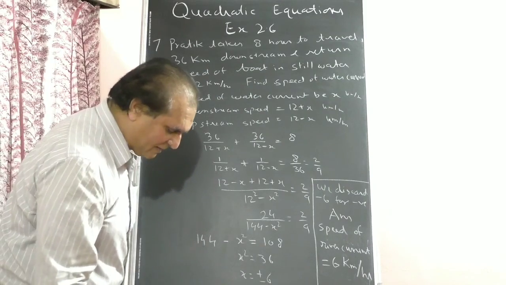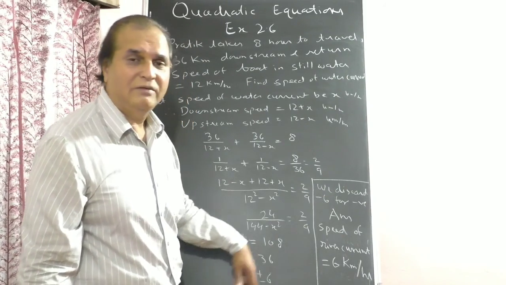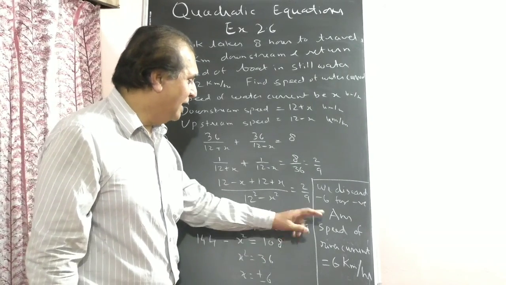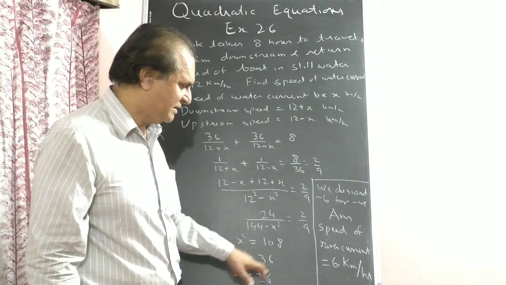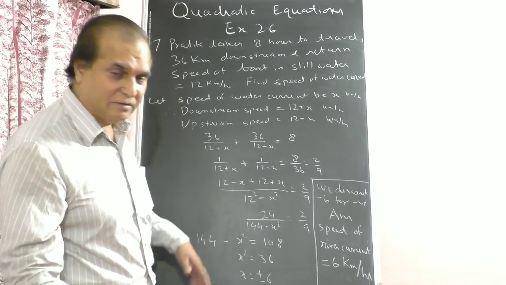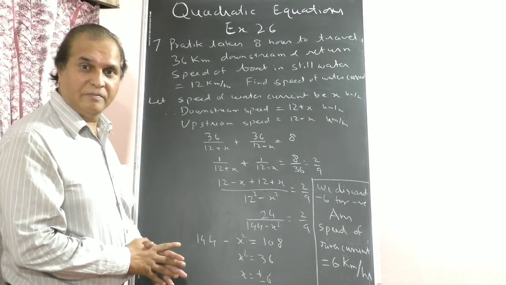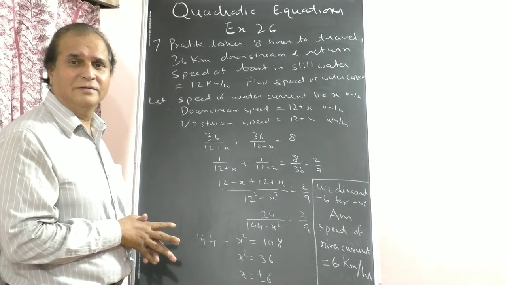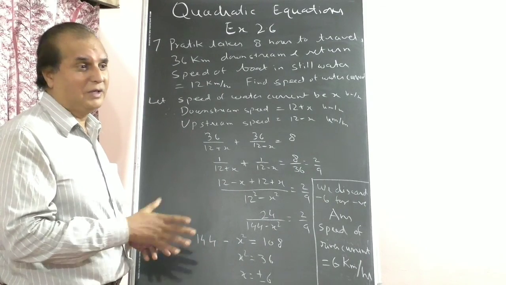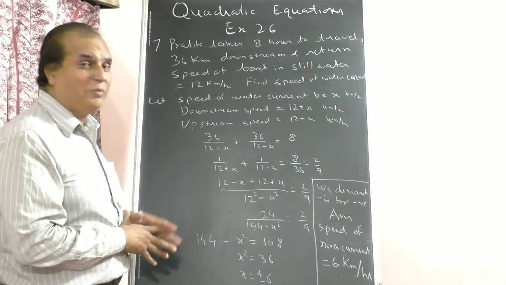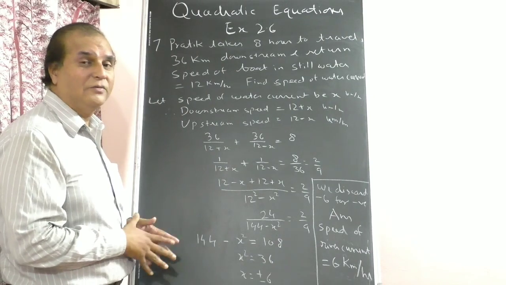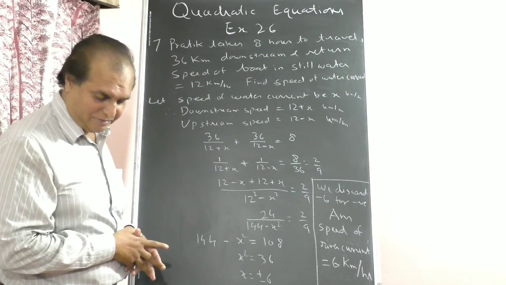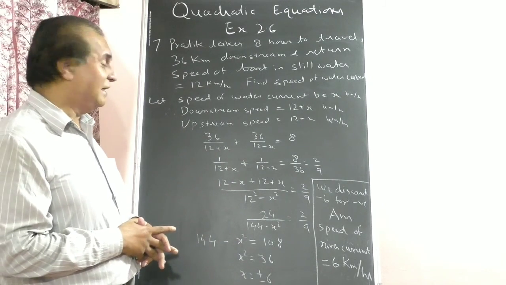X equal to plus minus 6. Now negative speed is invalid. Okay. Answer: speed of river current is 6 km per hour. Getting? So if the speed of boat is 6 km, then it won't flow only. Yeah, downstream it will flow, but upstream it cannot. Speed of boat is greater than the speed of current. That's why it can travel upstream as well as downstream. Okay? Understood?